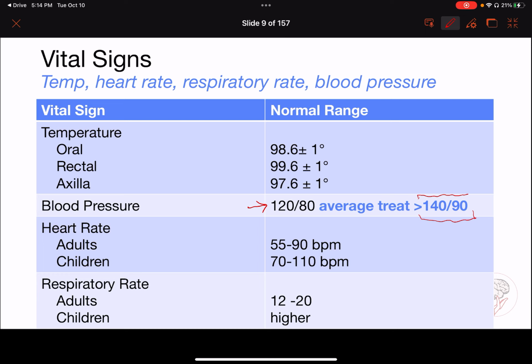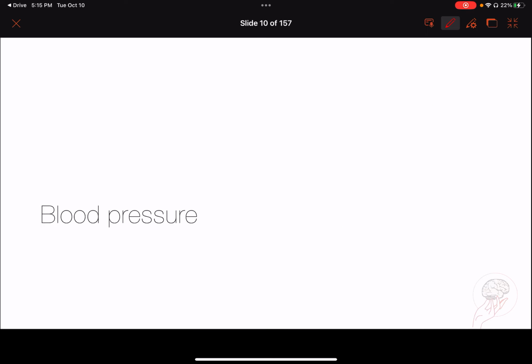Heart rate is different between adults and children. Children generally have a faster heart rate, where adults tend to have a slightly slower heart rate. On average, around 60 beats per minute, but anywhere from 55 to 90. And then respiratory rate, around 12 to 20 breaths per minute. Children, going along with heart rate, also have a higher respiratory rate. So we're going to focus on blood pressure in this lecture.